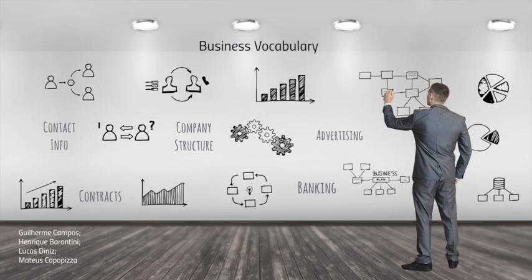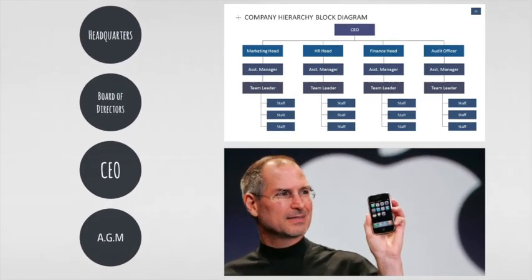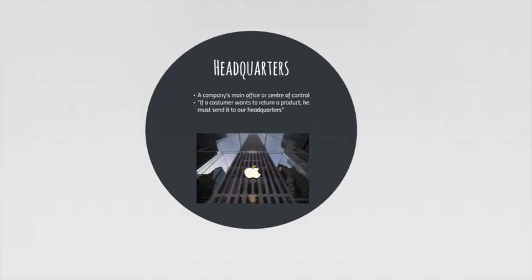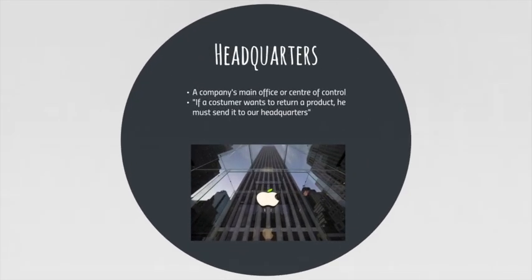Okay, so this was banking. Now going to company structure. The first word in company structure is headquarters. The headquarters is a company's main office or center of control. An example of this word is, if a customer wants to return a product, he must send it to our headquarters.